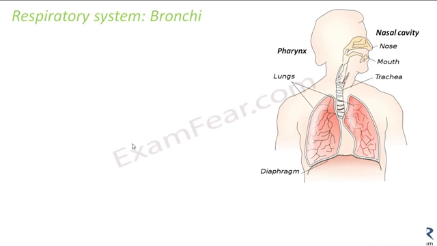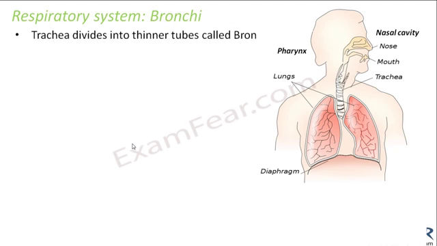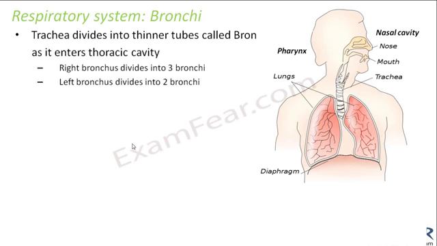The next is the bronchi. What are bronchi? As I said, the trachea divides into thinner tubes called bronchi as it enters the thoracic cavity. Here you can see the trachea as it is entering the thoracic cavity. This cavity is the thoracic cavity. It will divide into bronchi. So how will the bronchi look?